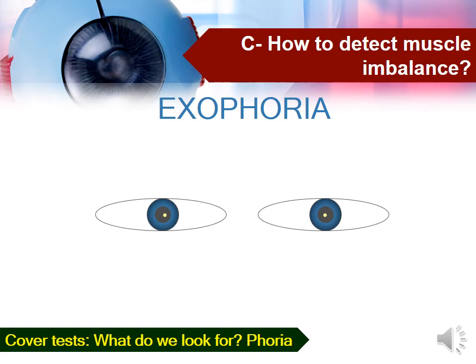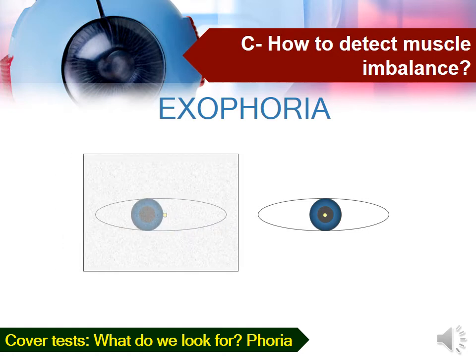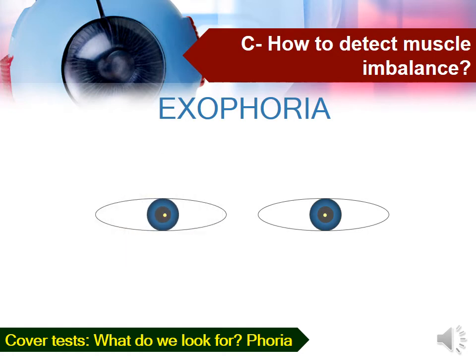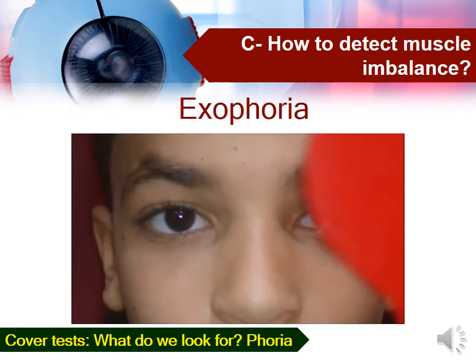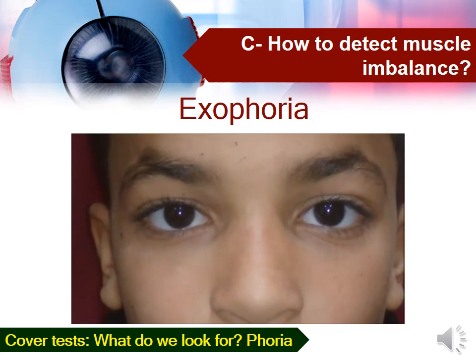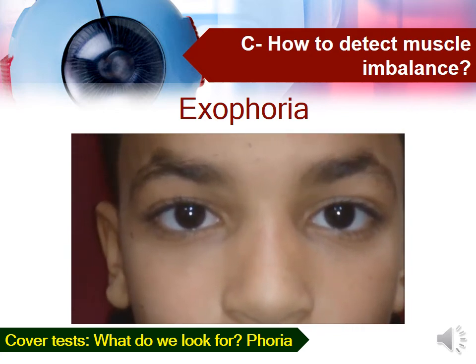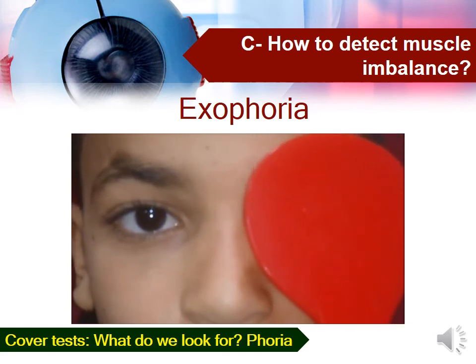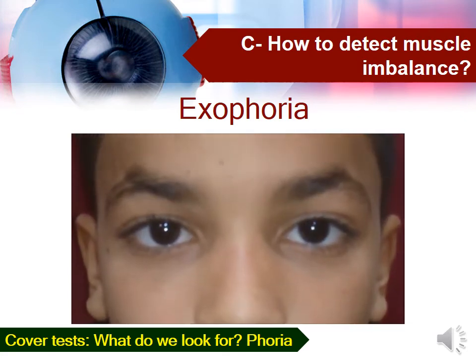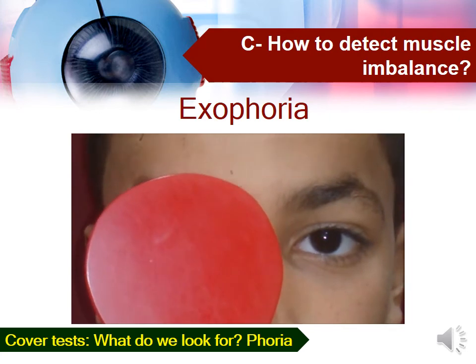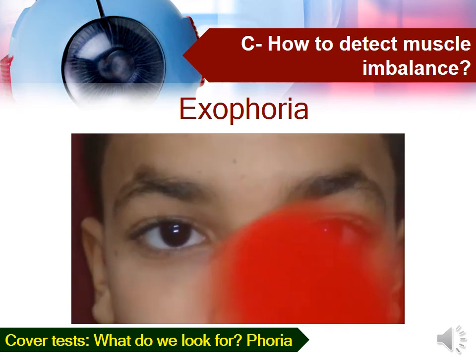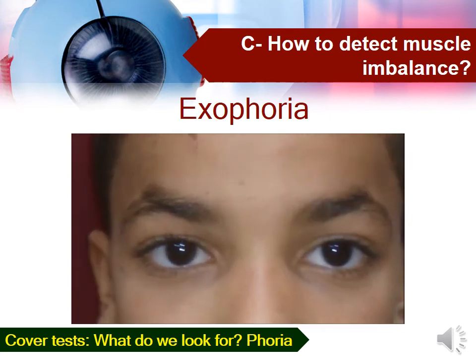In exophoria, the eye deviates out under the cover, but when you take off the cover, you can see that the right eye was deviated out and moves quickly back to regain fixation immediately when you take off the cover. This is a patient with exophoria. When you cover the left eye, the eye deviates out under the cover, though you can't see it as it is covered. But once you take off the cover, the eye moves back quickly from outside in to regain fixation.